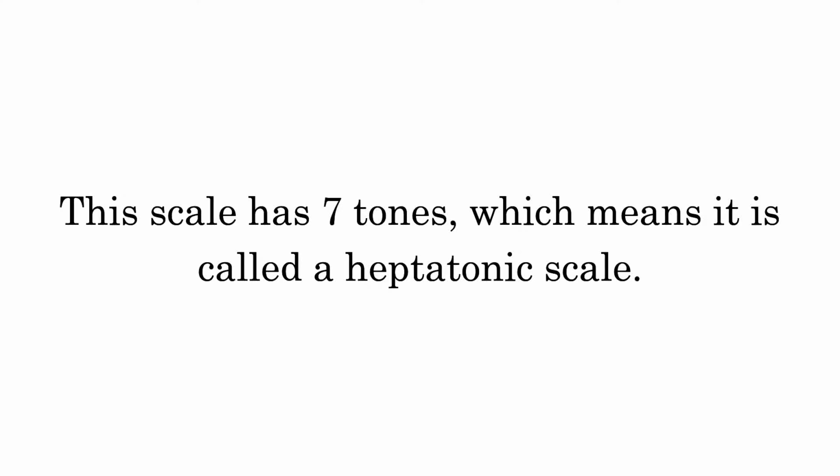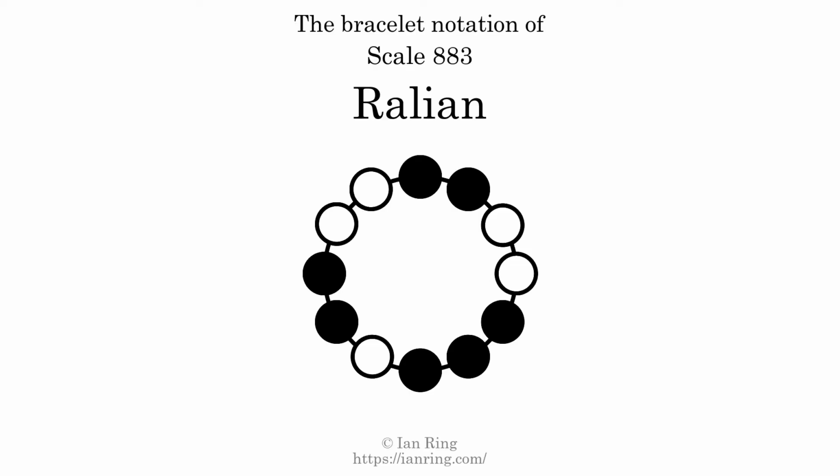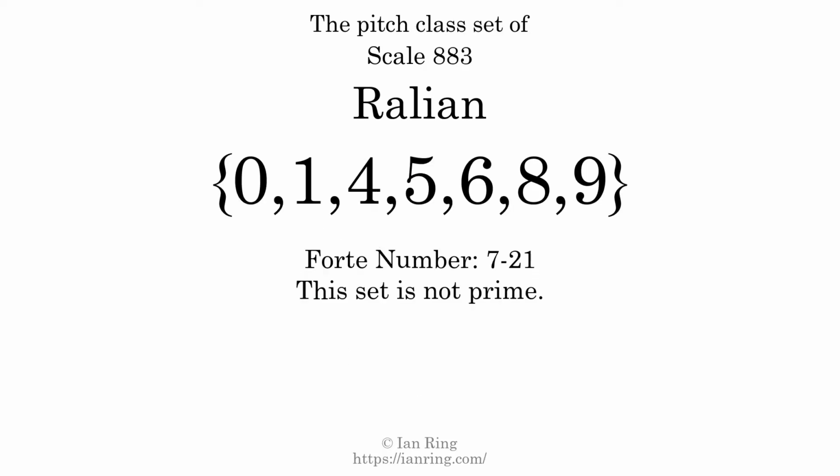This scale has 7 tones, which means it is called a heptatonic scale. This is a bracelet notation diagram of scale 883. The shaded circles represent tones that appear in the scale, and they are read clockwise, starting at the top. The pitch class set for this scale is 0, 1, 4, 5, 6, 8, 9.